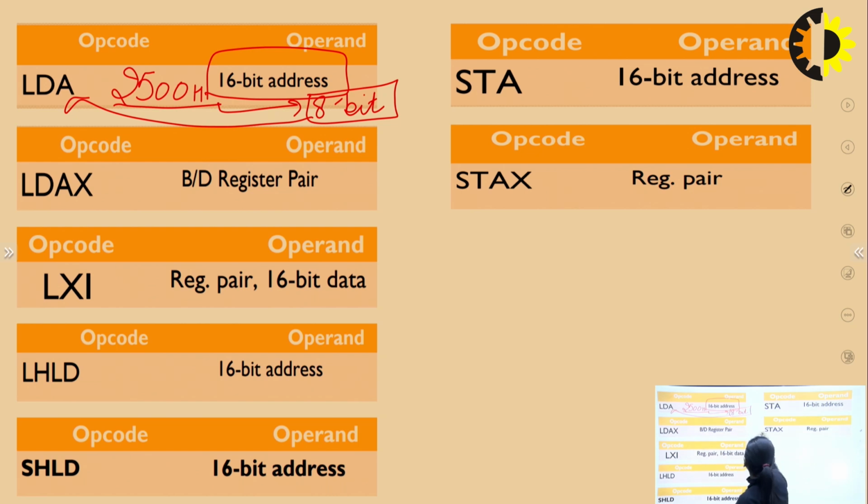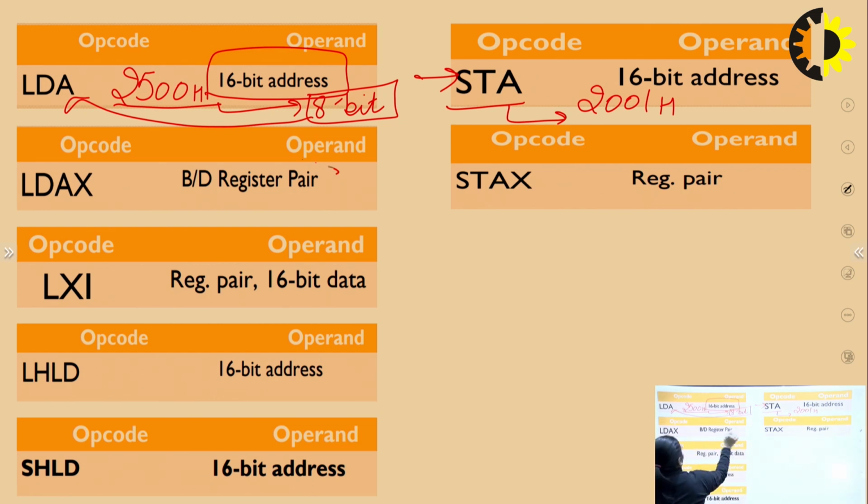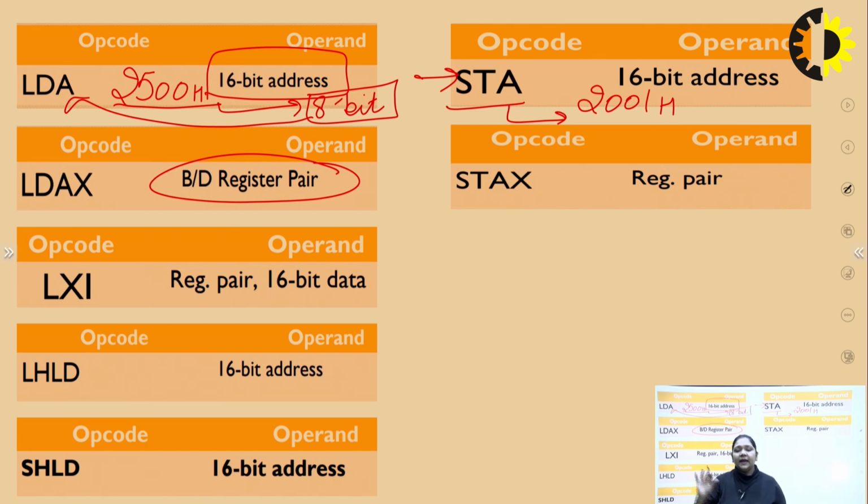Next is STA. Store accumulator. The contents of the accumulator will be stored to the memory location which is given here. For example, 2001H is there. So the accumulator's content will be copied to address 2001. Next is LDAX. Now, there is a difference between LDA and LDAX. The only difference is that in LDA, the 16-bit address is directly given in the instruction itself. As we can see here, it was LDA 2500H.